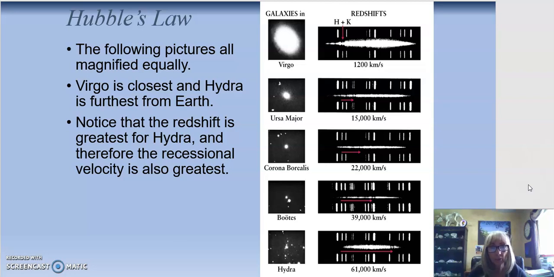So here's what he used. This is actual data from his paperwork. He used galaxies, which are in that diagram there, different galaxies. And he used calcium lines, the calcium spectrum lines, the H and K lines. And he had a spot where they should be, but then he saw that they shifted. And they shifted farther and farther and farther as you go down. So the following pictures all are magnified equally. Virgo is closest and Hydra is farthest from the Earth. Notice that the redshift is greatest for Hydra, and therefore the recessional velocity is also the greatest.